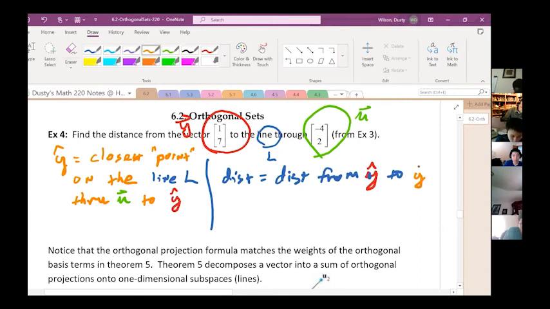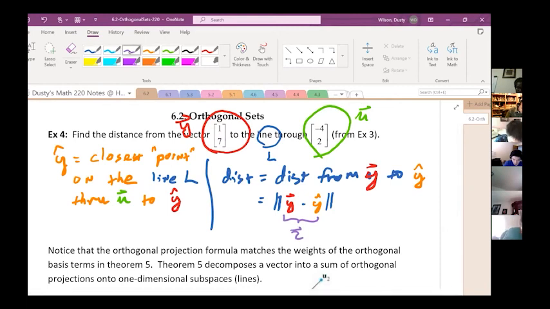Oh, I think I did my colors backwards. From y to y hat. And that would be like the norm or the magnitude of y minus y hat. Do we have another name for y minus y hat? Yeah, from Felix. That's our z.